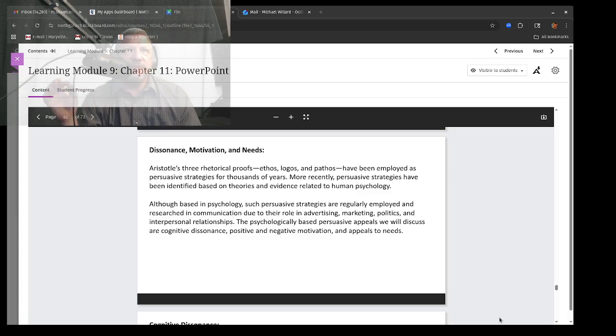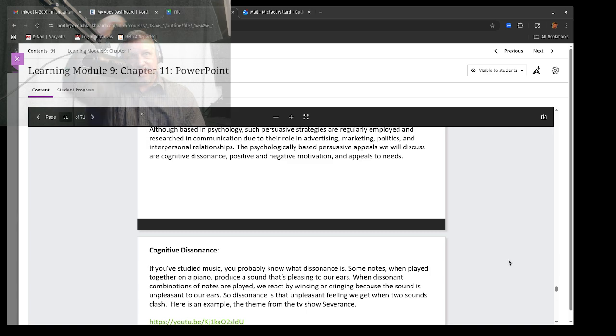Dissonance, motivation, and needs. Aristotle's three rhetorics, ethos, logos, pathos, have been employed for thousands of years. They're still employed within advertising and everywhere, even in human psychology. So persuasive strategies are employed by advertisers, marketers, politicians, even in our interpersonal relationships. Psychology-based persuasive appeals that we're going to discuss are cognitive dissonance, positive and negative motivation, and appeal to needs.